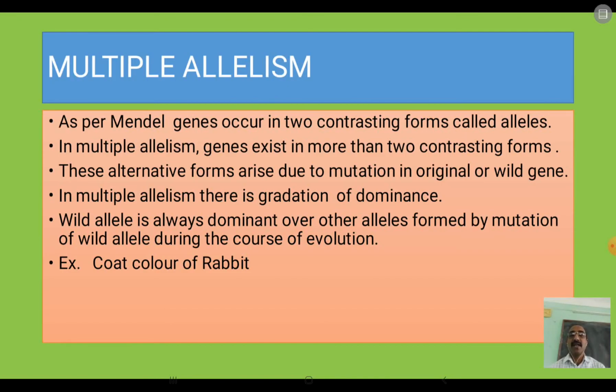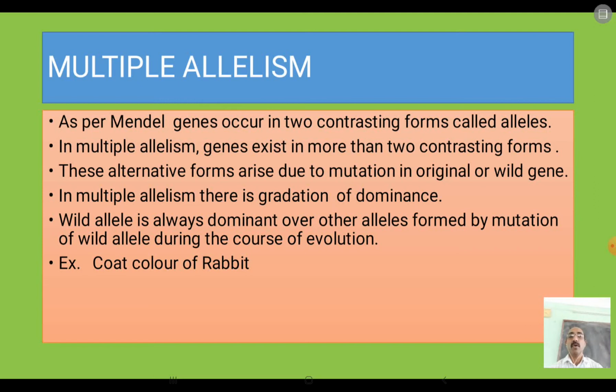Mendel proposed that genes occur in two contrasting forms, and these two contrasting forms are called alleles. In case of multiple allelism, these genes exist in more than two contrasting forms. And remember, these alternative forms are formed because of mutation in the original or wild gene. When the wild gene gets mutated, these alternative forms arise from it.